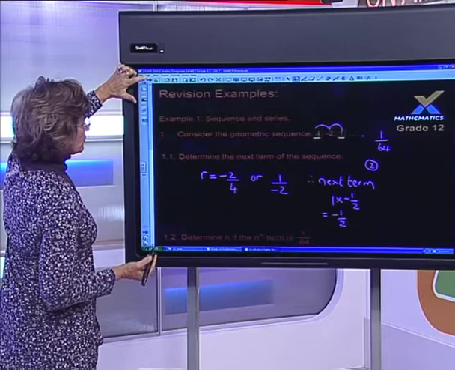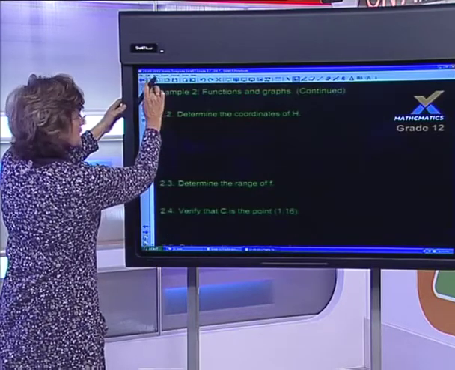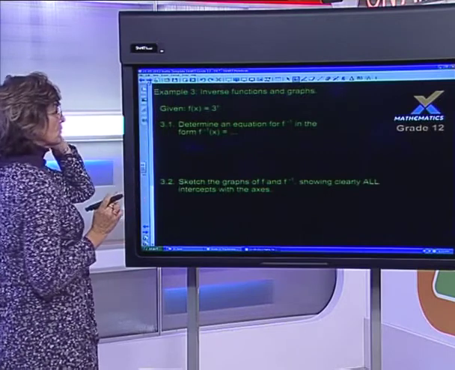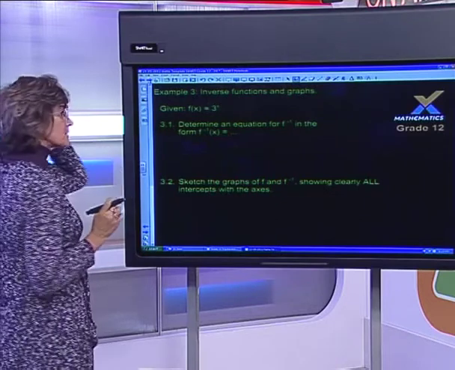Okay, I'm going to go crazily through the next couple of slides just to get to the next one that I want to do with you. And this is to do with inverse functions and graphs. All right.